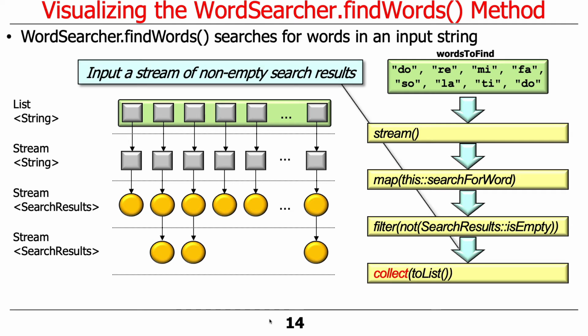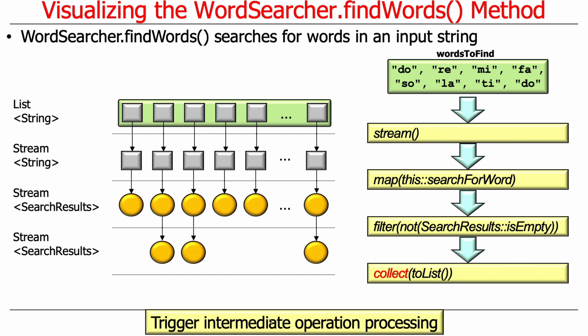And then the last thing we do here is something called a terminal operation. A terminal operation is going to take the stream that comes in, which in this case will be the stream of non-empty search results, and it will collect it into another data structure, in this case, a collection. And terminal operations like collect do two things. The first thing they do is trigger the intermediate operation processing, which means that all the other stuff runs, all these other operations like pulling the data through from the source, doing the map, doing the filter, and so on. All that stuff takes place.